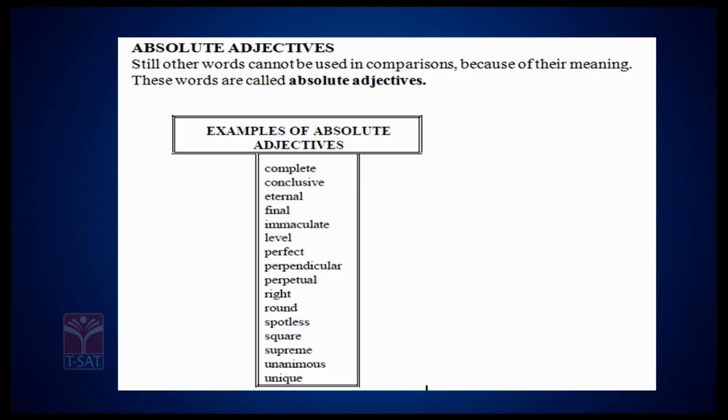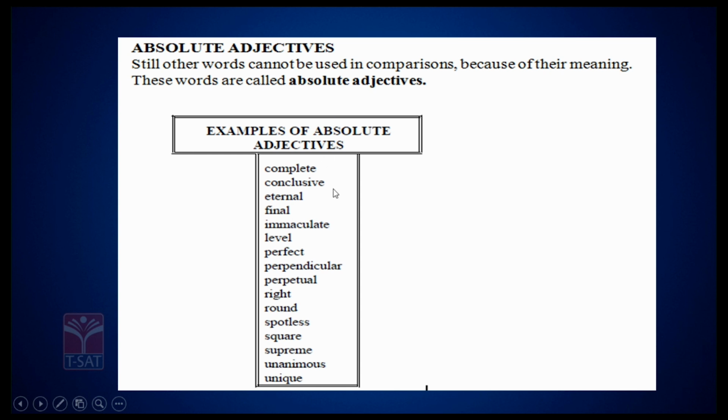Then we have one type of adjectives called absolute adjectives. Okay. This is a list of absolute adjectives, examples of absolute adjectives, right. Still, some words cannot be used in comparisons because of their meaning. So, words which cannot be used in comparisons are called absolute adjectives.